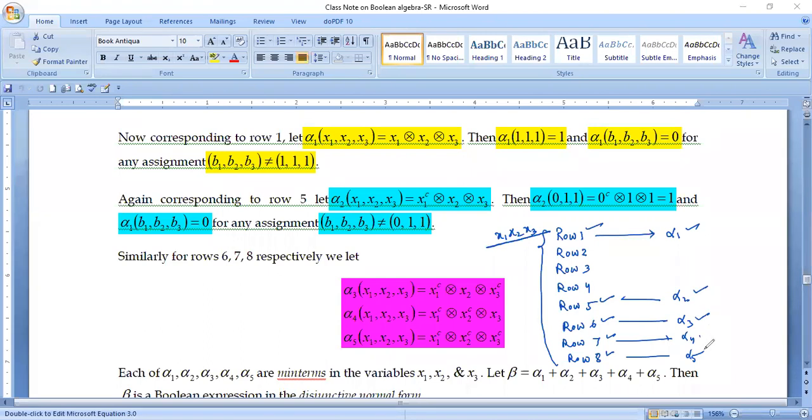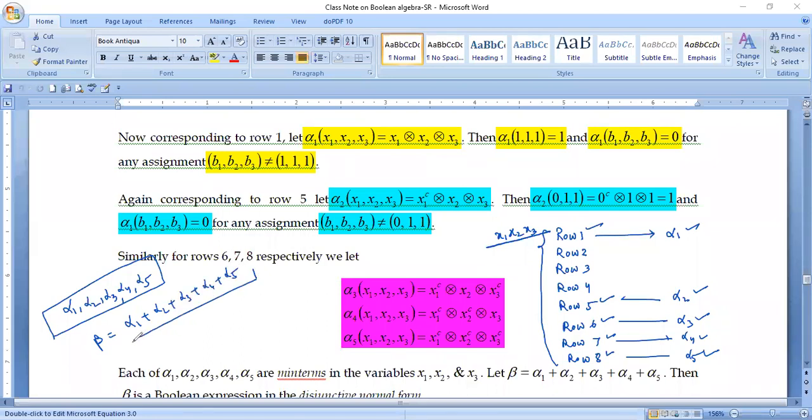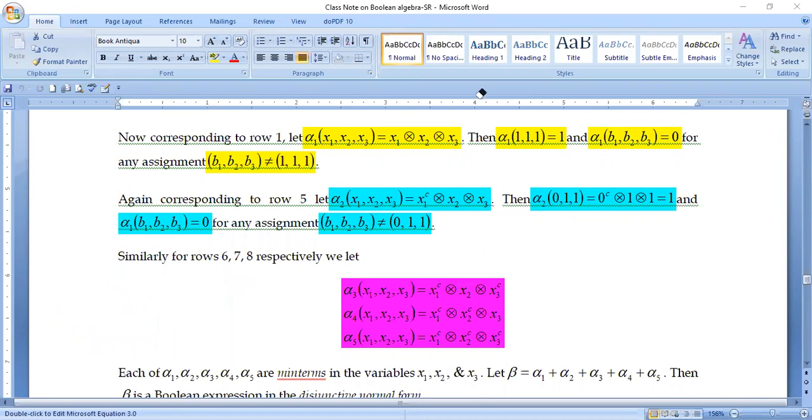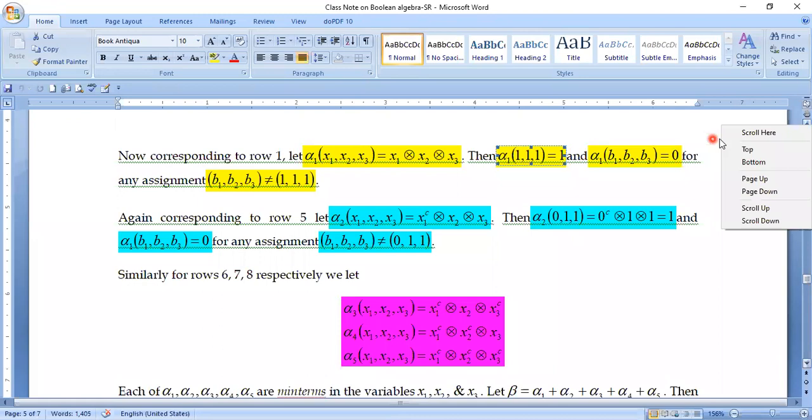These alpha 1, alpha 2, alpha 3, alpha 4, alpha 5 are called the min terms in variables x1, x2, x3. If the definition of min term is not clear from the definition itself, it is now clear from the example. We are now considering the sum of these min terms: alpha 1 plus alpha 2 plus alpha 3 plus alpha 4 plus alpha 5. Let us go back to the definition where it is written. Okay, so let us scroll up a bit.